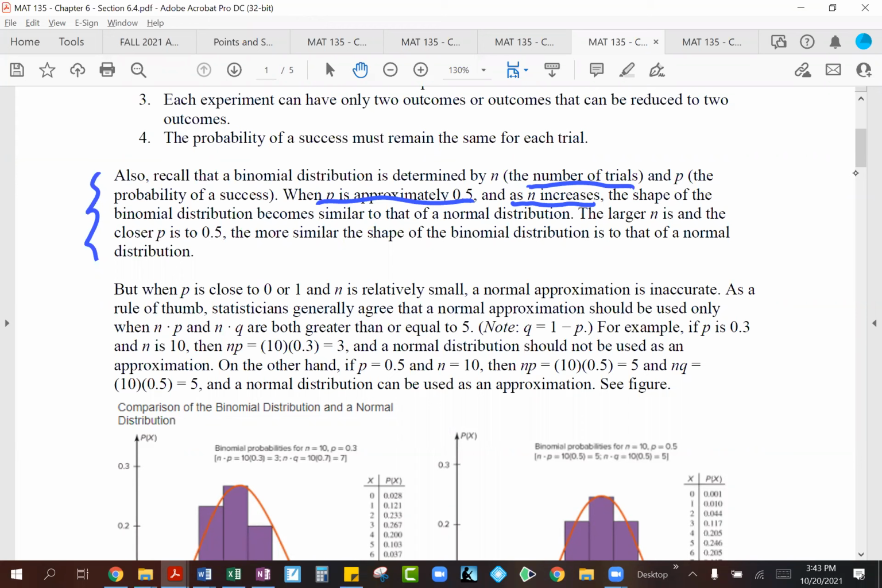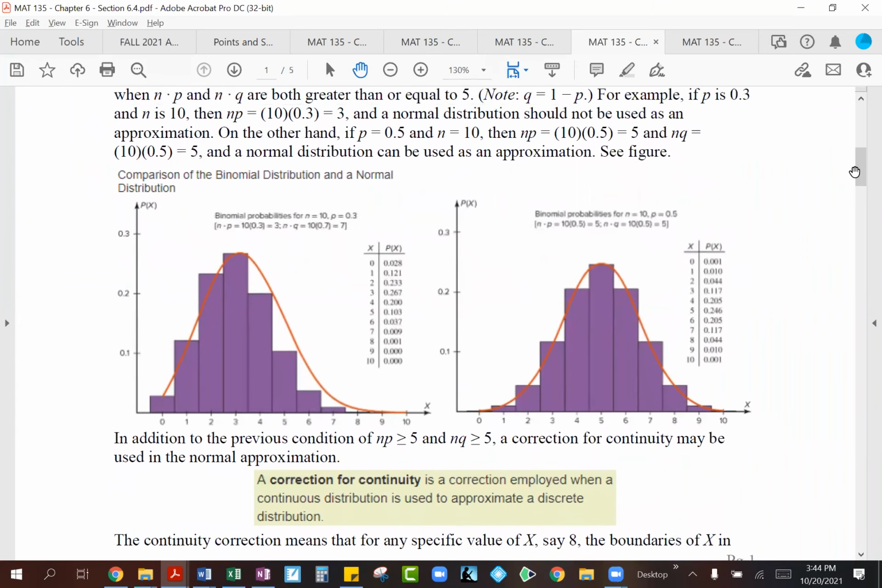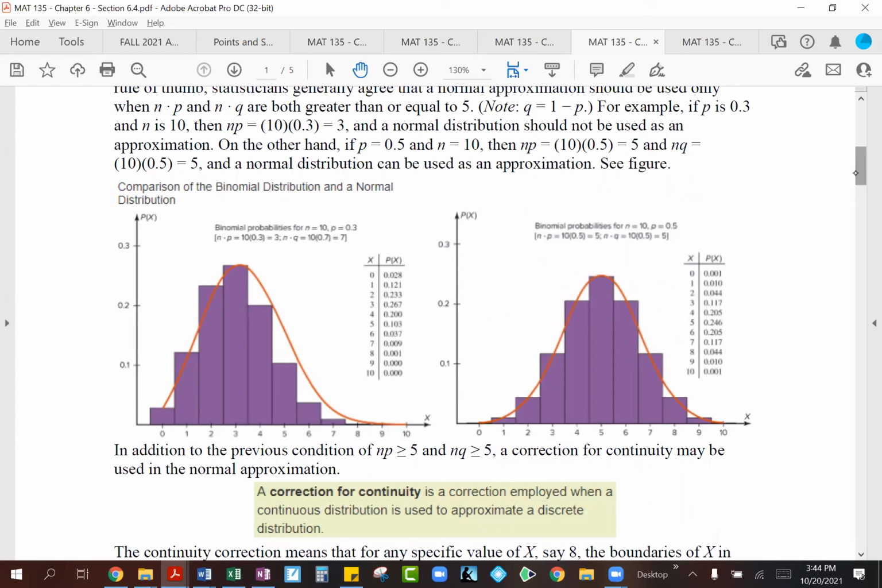So increasing the number of trials, we are saying as your n increases, keeping that probability the same, the shape of your binomial distribution is going to start looking more like the shape of a normal distribution. It's going to become very similar to that normal distribution shape. They're saying the larger the n is, and the closer your probability is to 0.5, the more similar the shape of your binomial will get to a normal. And they're showing you this little graph over here.